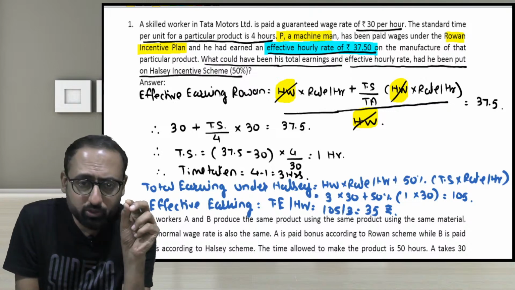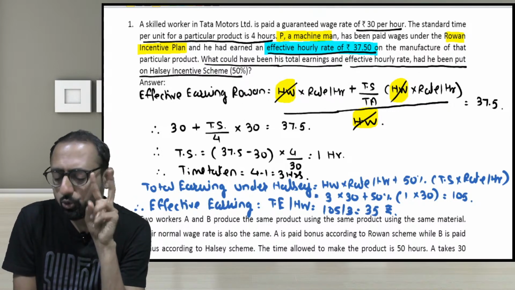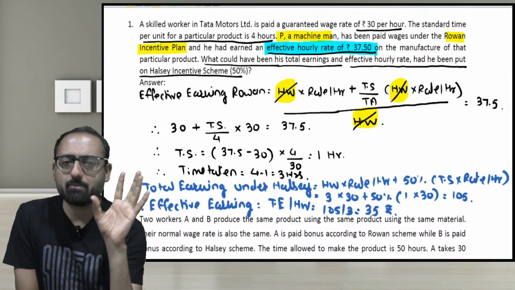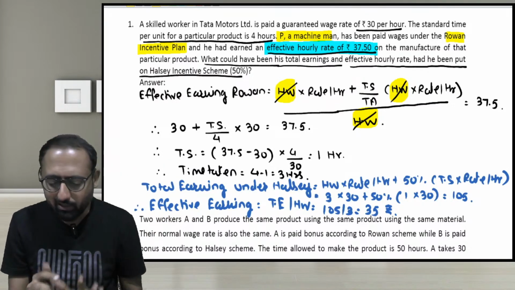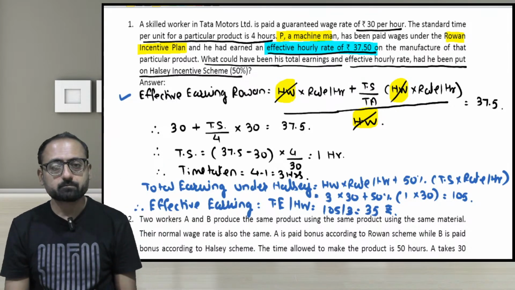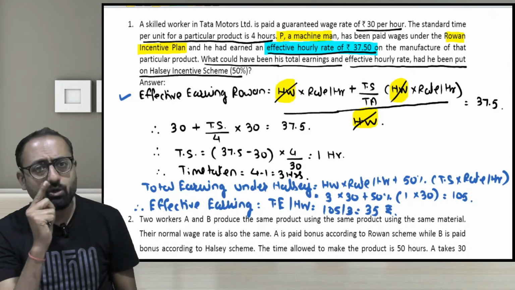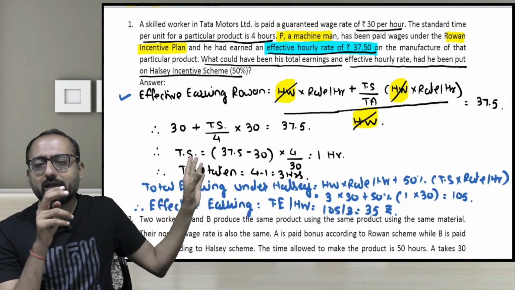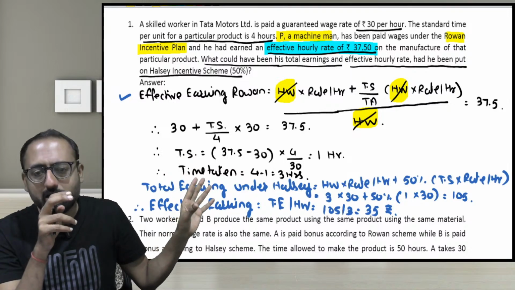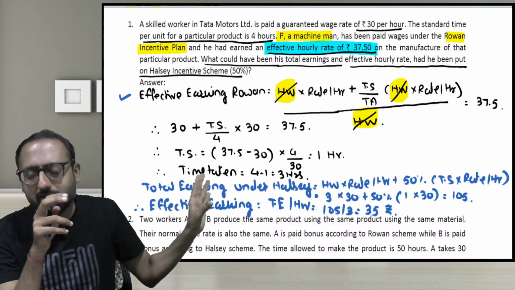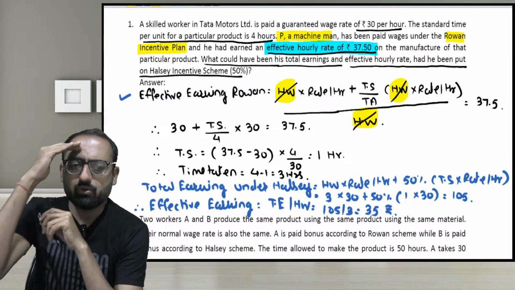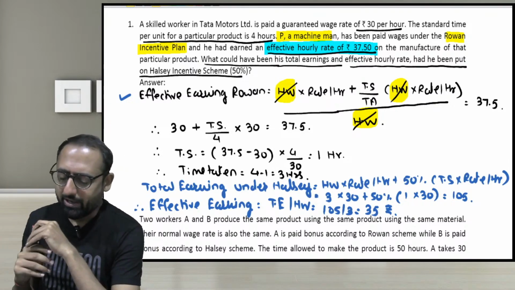Mark this question important. I think in your module, 2 questions are similar from the same concept, where you apply the Rowan formula and the effective earning under Rowan, and you have to calculate time saved. After calculating the time saved, you can immediately calculate the time taken. Then you can calculate any formula, guys. So this is absolutely clear to every one of you.